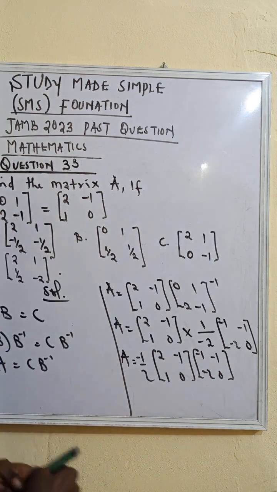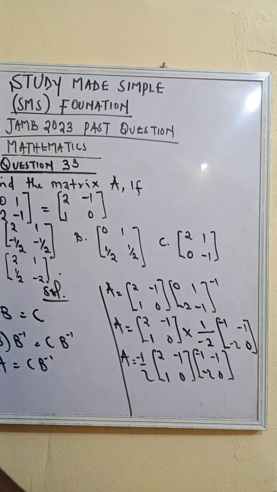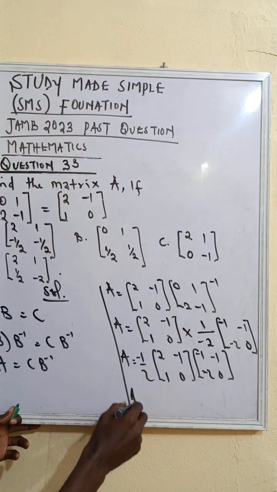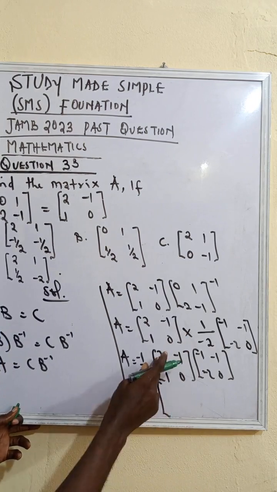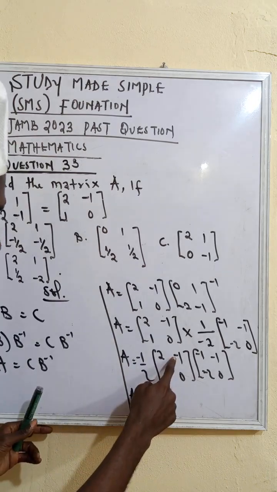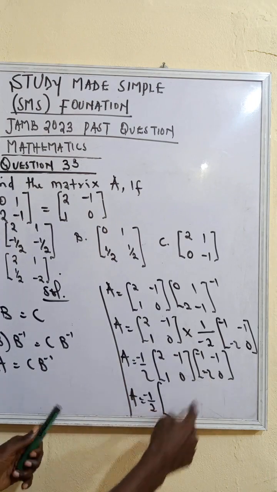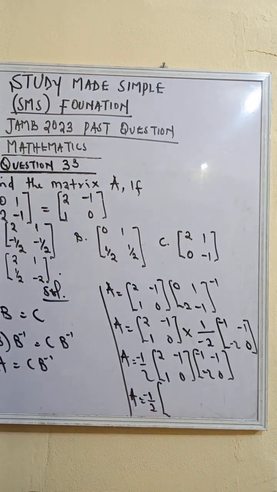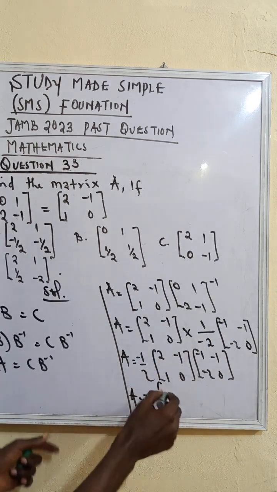You understand matrix multiplication: you multiply row by column and add. So A equals minus 1 all over 2, bracket 2 times minus 1, that will give me minus 2. This time plus this times this, that's minus 1 times minus 2, that will give me 2. We have minus 2 before, so that will just give me 0.